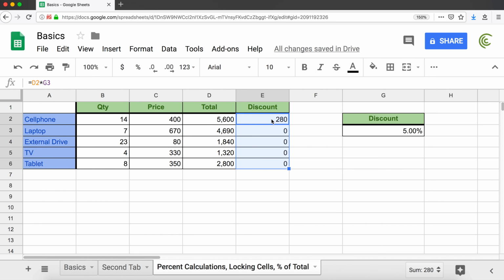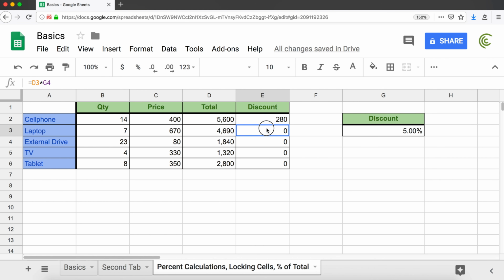So the reason it doesn't work is because of the same principle that I was just talking about a second ago. If we look at this formula, the formula is D2 multiplied by G3. So the cell references we have in this formula are D2 and G3. If I move one down, the D2 reference is going to move one down. It's going to go to D3, which is this 4,690 number. But at the same time, G3, which is this cell, is also going to move one down. So G3 is going to become G4.